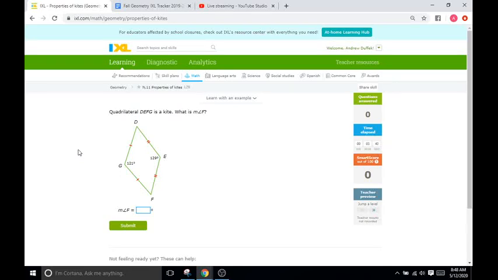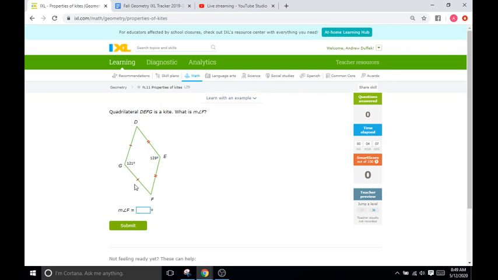This is Mr. Duffick, and today we are doing IXL N11, which is Properties of Kites. So remember, kites are quadrilaterals that have two sets of congruent sides that are adjacent. And that just means that we have a side right here and a side right here that are both one tick mark, so they're congruent, right? They're the same length, and they are going to touch. They're going to be right next to each other.